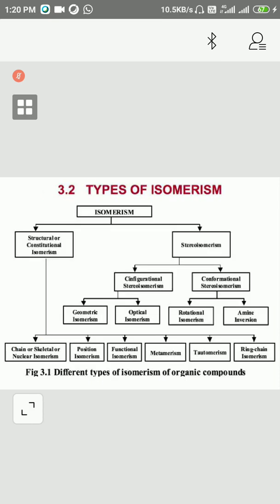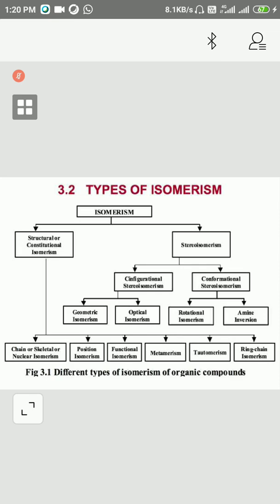Now we can see the types of isomerism: structural or constitutional isomerism and stereoisomerism. Stereoisomerism means simply different isomers having the same bonding and structural formula but different stereochemistry of the compound. And structural or constitutional isomerism has different types: chain, skeleton, position, functional, metamerism, tautomerism, ring chain isomerism. This you have known since the beginning. And stereoisomerism can be classified into configurational stereoisomerism and conformational.